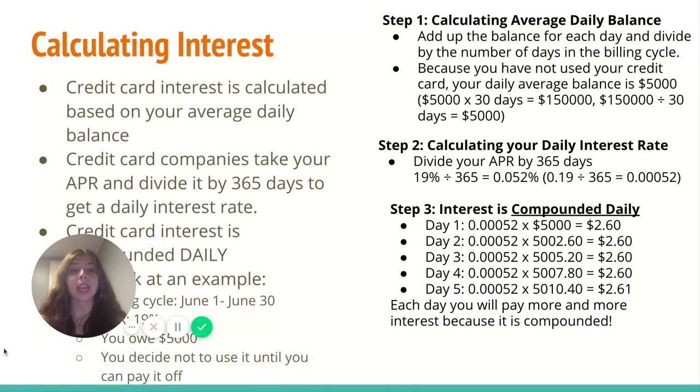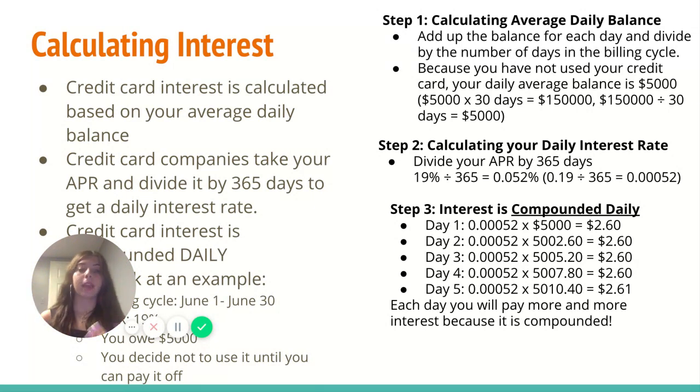So step three, interest is compounded daily. So day one, you would do 0.00052 times 5,000, which would be 2.60. And then after every day, you would add that 2.60 on to the $5,000. So on day two, it would be the same APR divided by 365 applied to $5,002.60, and you would just keep adding it on.